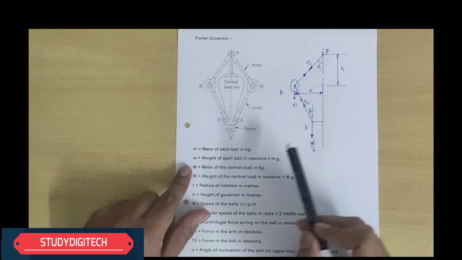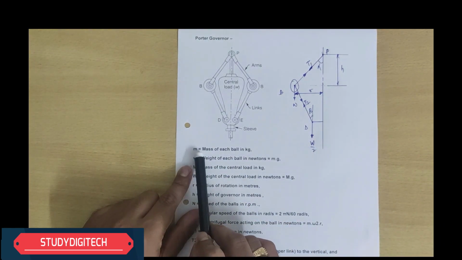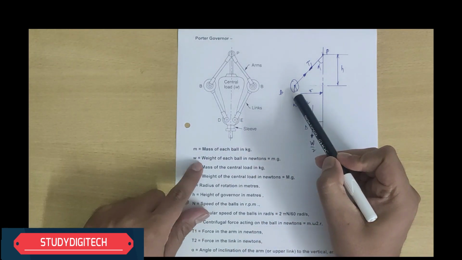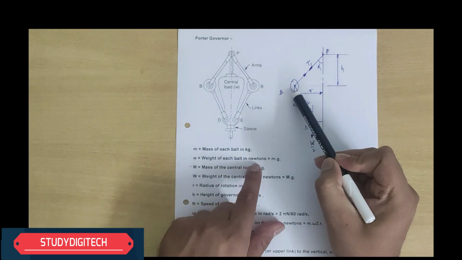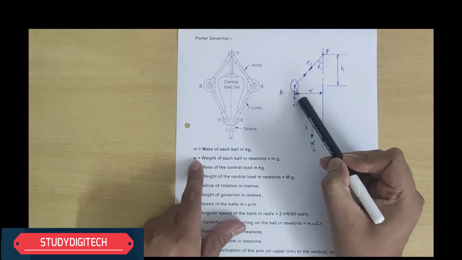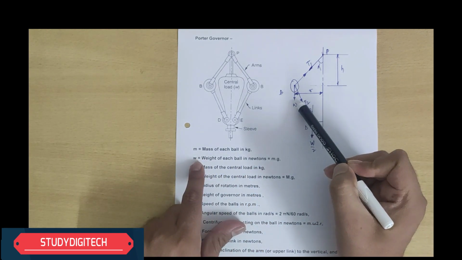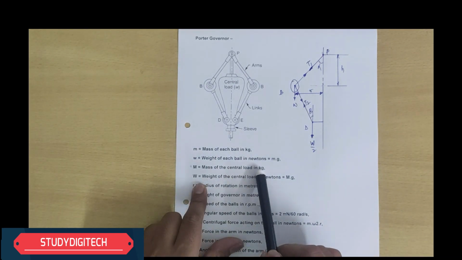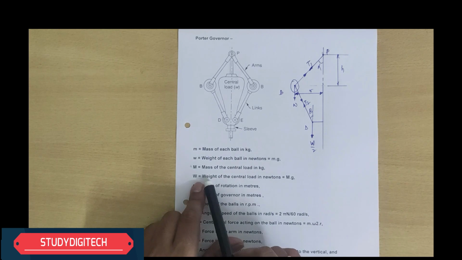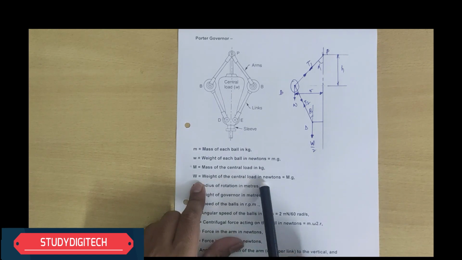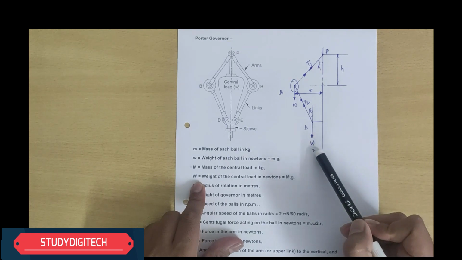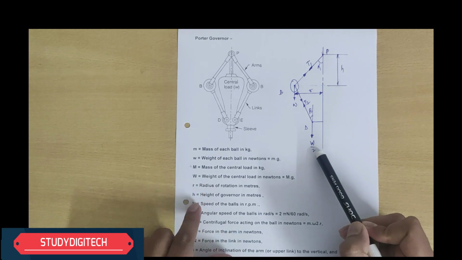So we are going to consider first m, which is equal to mass of each ball in kg. w is weight of each ball in terms of Newton. So we are going to take w, which is equal to m into g. Capital M is the mass of central load in terms of kg, and capital W is weight of central load in terms of Newton, which is acting in downward direction. So we have taken W by 2 because it is for one half of the governor.